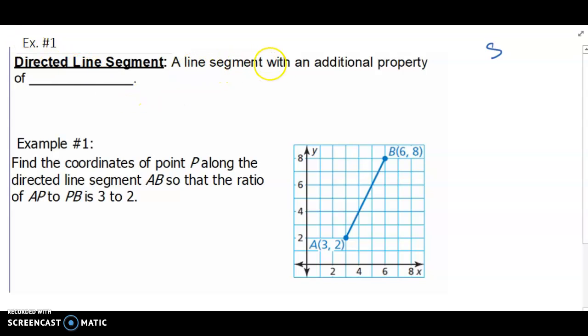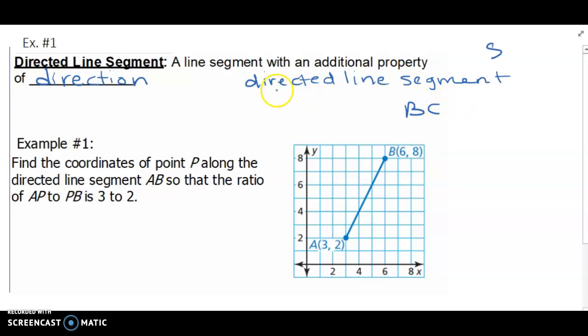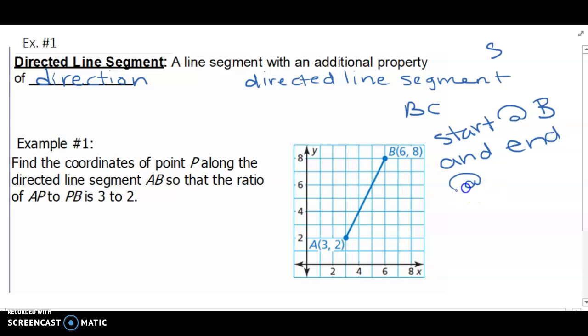So a directed line segment is a line segment with an additional property of direction. Okay, so if I'm told directed line segment BC, that means I start at B and end at C. That's what that means.